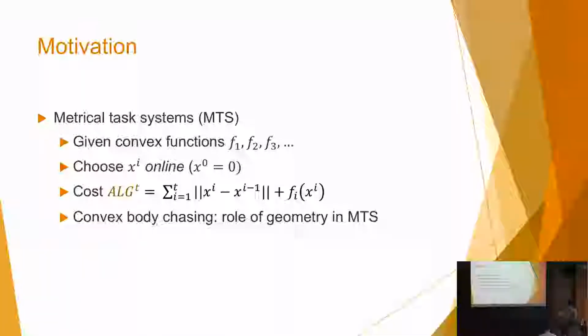And the convex body chasing problem was introduced really just to isolate the role of the moving minimum of that function. It can also be seen as a special case of MTS if you just let f_i be the function which is 0 on some convex set and infinity everywhere else. Then if you want to have a finite cost, you have to go somewhere in that set. And the charge will be just the distance that you're moving.